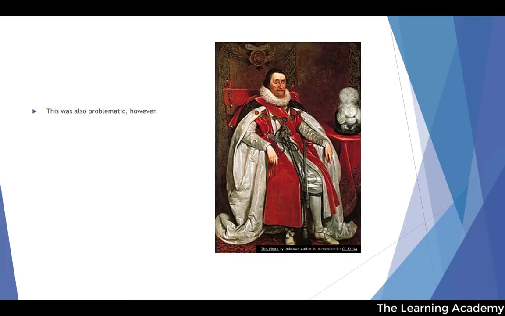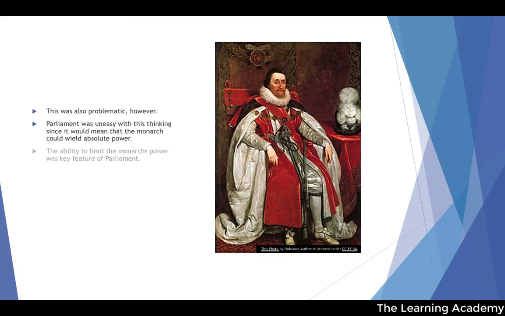So the problem with relying on the prerogative for financial aid was that Parliament was always uneasy with this thinking, since it would mean that the monarch could wield absolute power. Parliament ultimately controlled the monarch's power, but if the monarch could simply wield this through the royal prerogative, then that would take away a certain check on the power of the monarchy from Parliament. And the ability to limit the monarch's power was really a key feature of Parliament during this period of time.